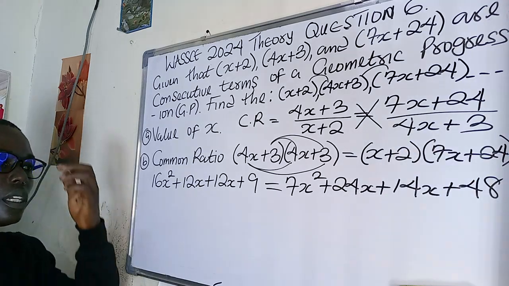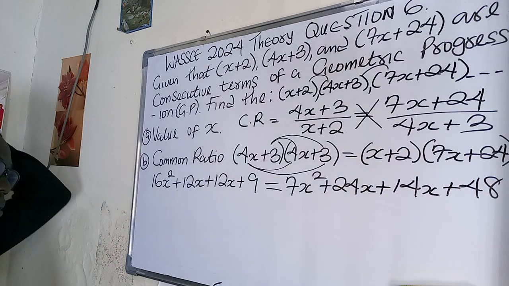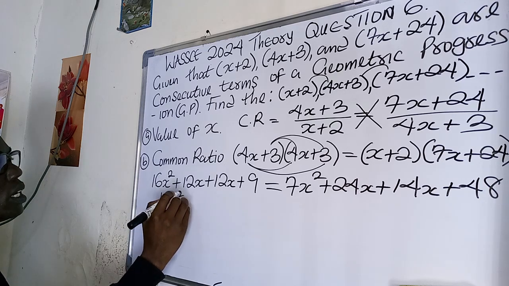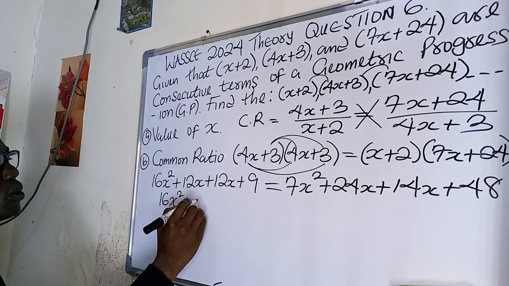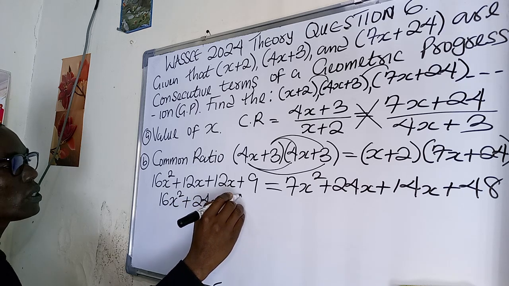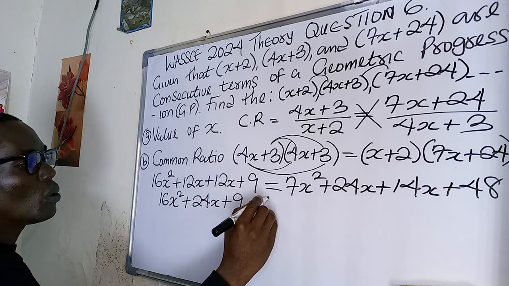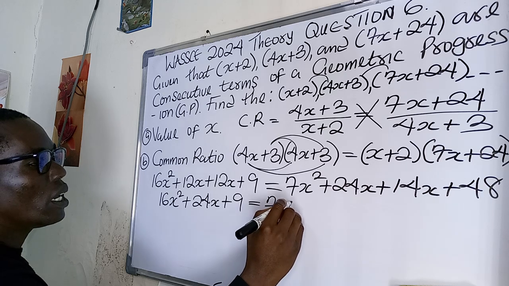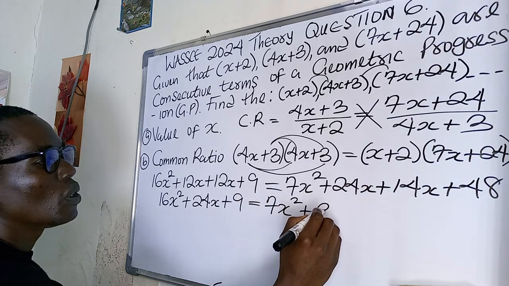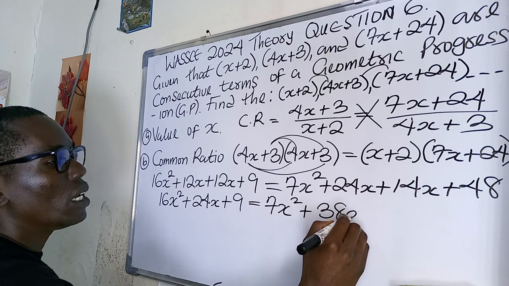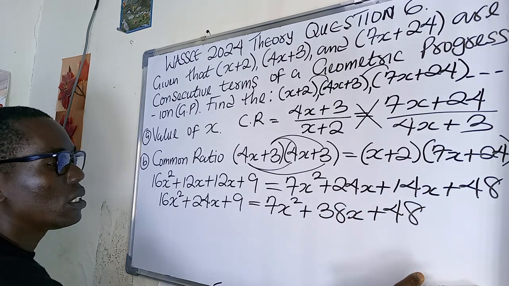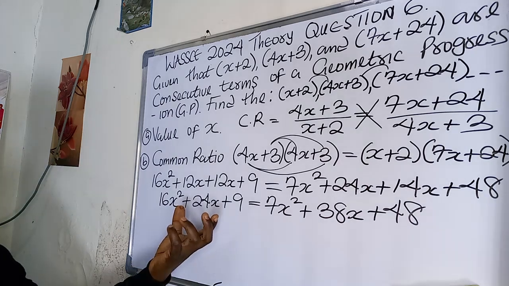48. So we have to simplify before we collect like terms. This is going to give me 16x squared. This plus this will give me plus 24x plus 9. This will be equal to 7x squared. This plus this will give me plus 38x plus 48. Good. Now let's collect like terms.